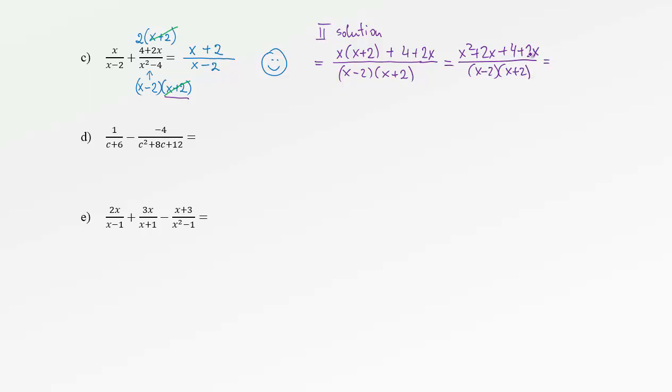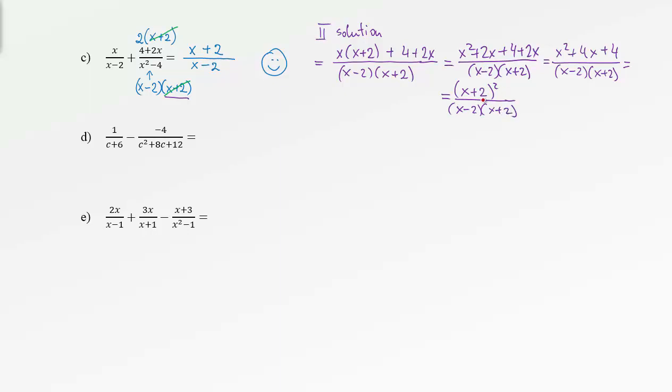Now, if we add like terms, we have x squared plus 4x plus 4 over x minus 2 and x plus 2. And finally, we should notice that the numerator is actually a perfect square. It's a perfect square of x plus 2 squared. And the denominator, copy it.